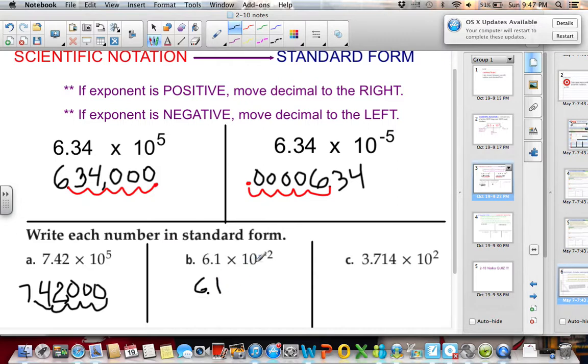6.1 times 10 to the negative 2, so I know I have to go to the left, so 1, 2. So it's going to be 0.061. 3.714 times 10 squared, you go 1, 2. So our answer is actually going to be 371.4.